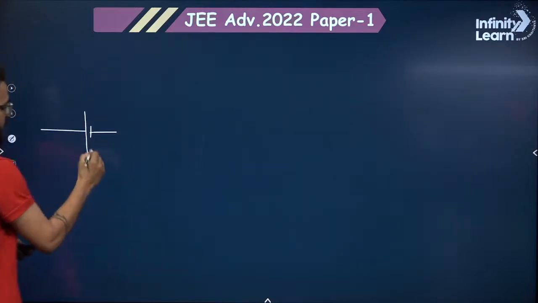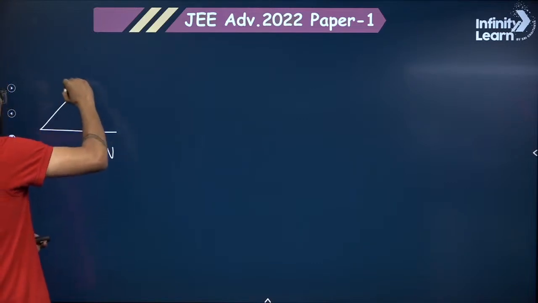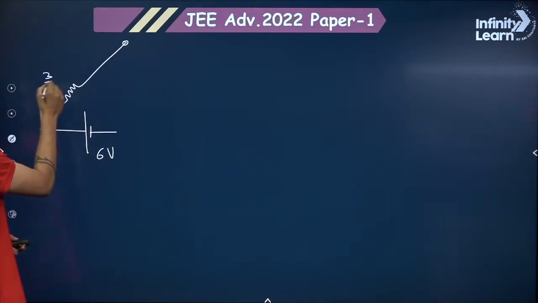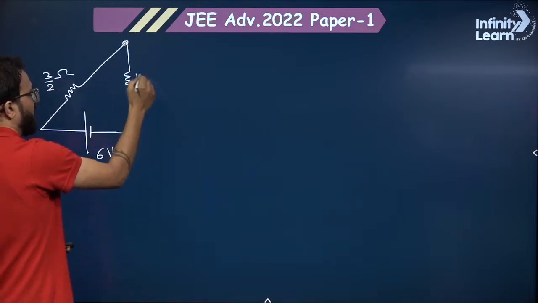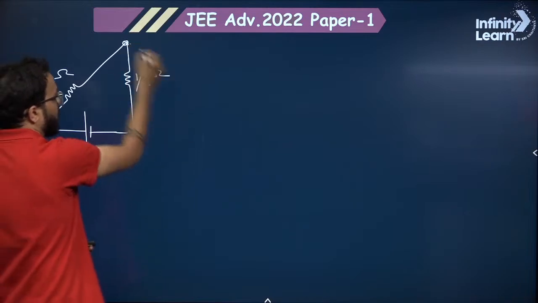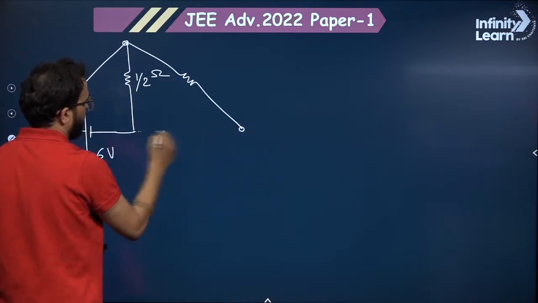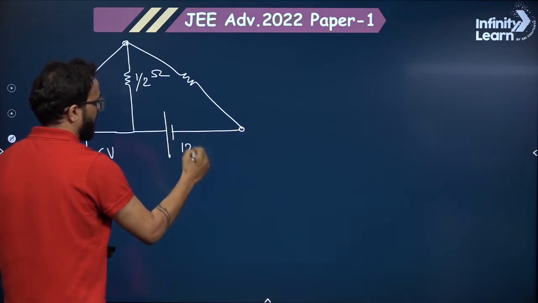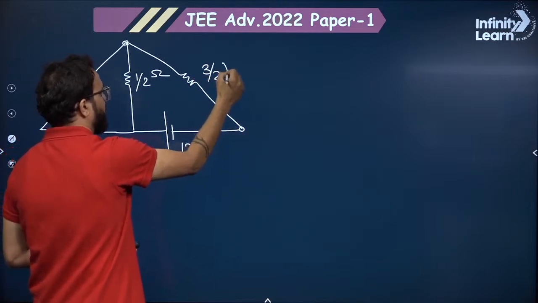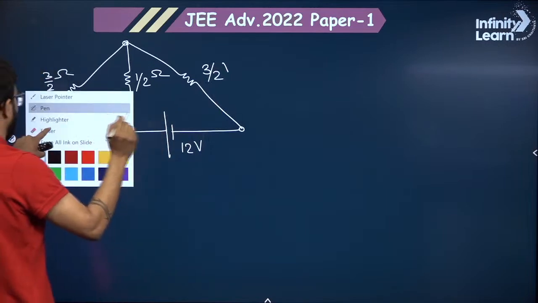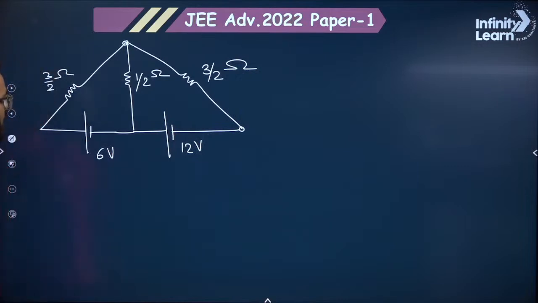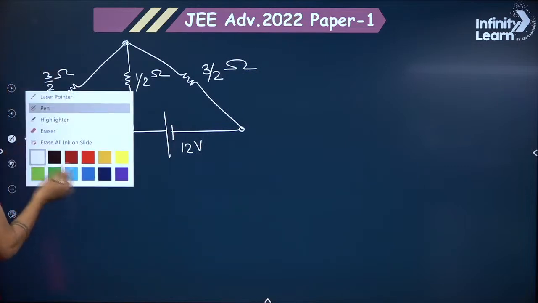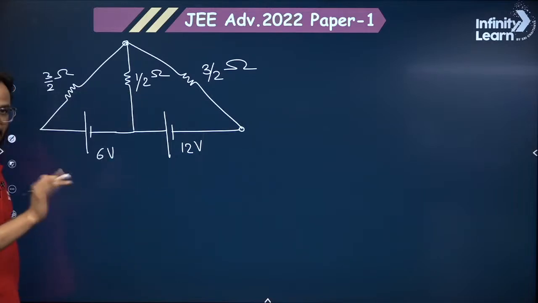So this is 6 volts. This is 3 by 2 ohms. This is 1 by 2 ohms. This is 12 volts and this is 3 by 2 ohms. Oh God, I was writing volts, so 3 by 2 ohms. Clear? Now, how to solve it? Using Kirchhoff's law, we can solve it very simply. I like this method that I am doing right now.